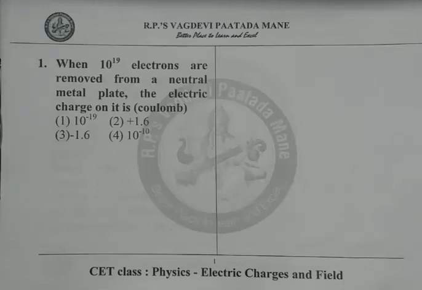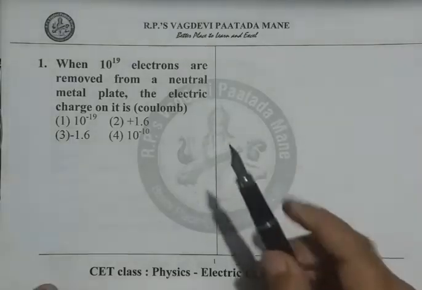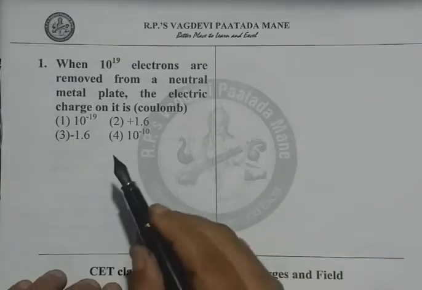Dear students, we start learning 15 questions as a starting point for our CET class. That is 15 questions from electric charges and field, the first chapter of second year. Now the question is seen in this paper. Let me read the question first.